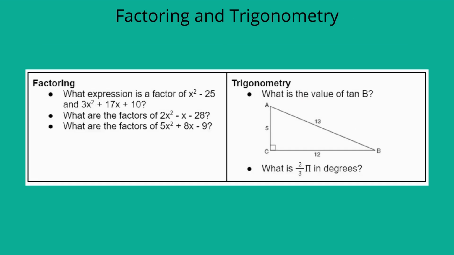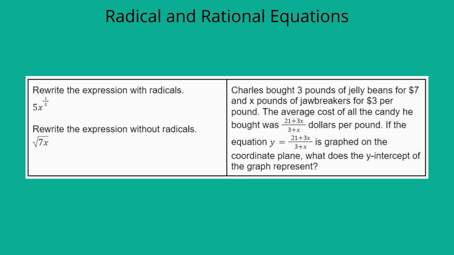Next, you will see examples of factoring and trigonometry problems. You will notice that the rest of the problem types we see from here on allow you to use a calculator. It will be a four-function calculator with addition, subtraction, multiplication, and division. For radical equations, you want to be sure to understand the exponent rules and how fraction exponents relate to radicals. Rational equations deal with problems that have a fraction with a polynomial in the numerator and denominator.